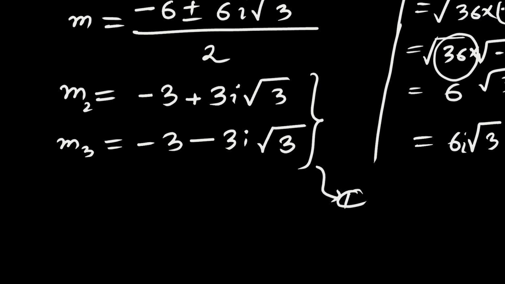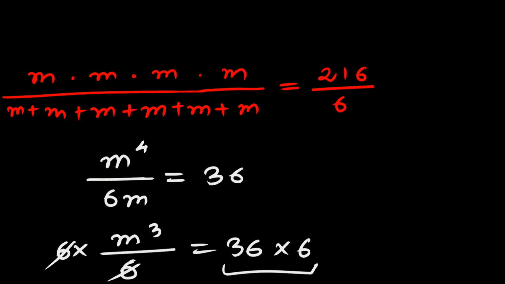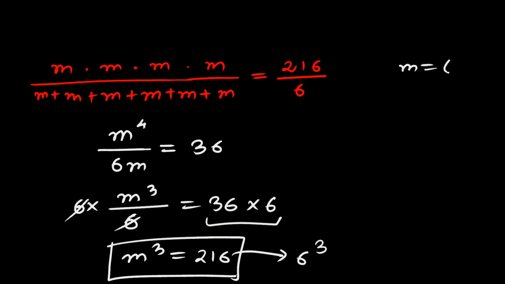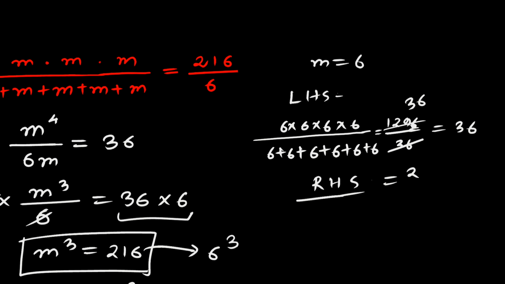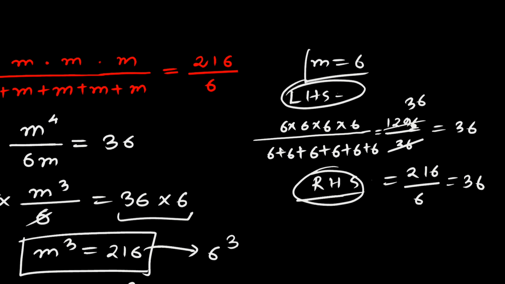Before we finish, let's quickly verify the real solution. Substitute m equals 6 into the original equation. The numerator becomes 6 multiplied by 6 multiplied by 6 multiplied by 6, which equals 1,296. The denominator becomes 6 plus 6 plus 6 plus 6 plus 6 plus 6, which is 36. Dividing 1,296 by 36 gives 36. On the right-hand side, 216 divided by 6 is also 36. Since the left-hand side equals the right-hand side, our real solution is confirmed to be correct.